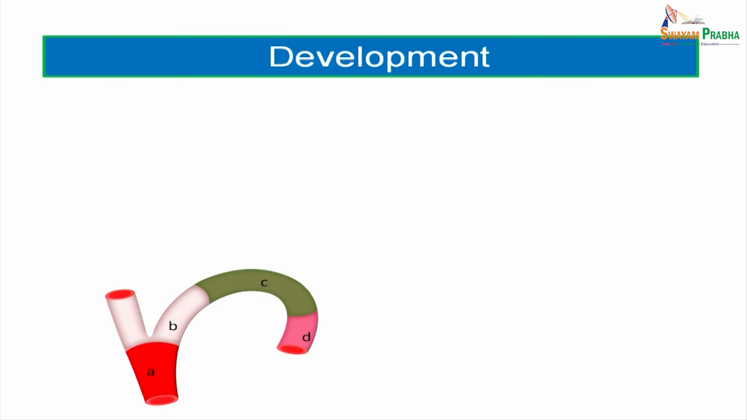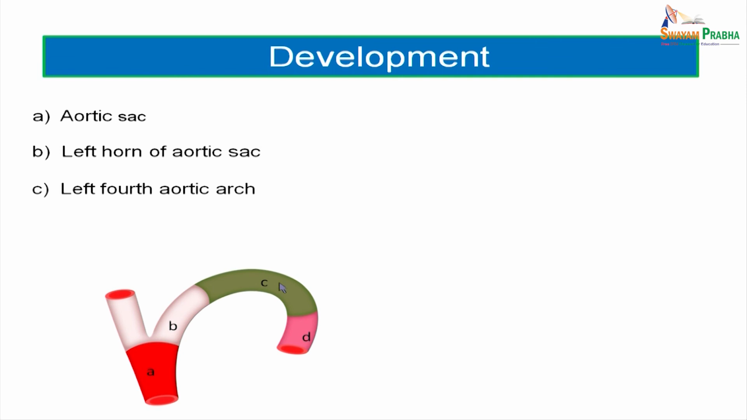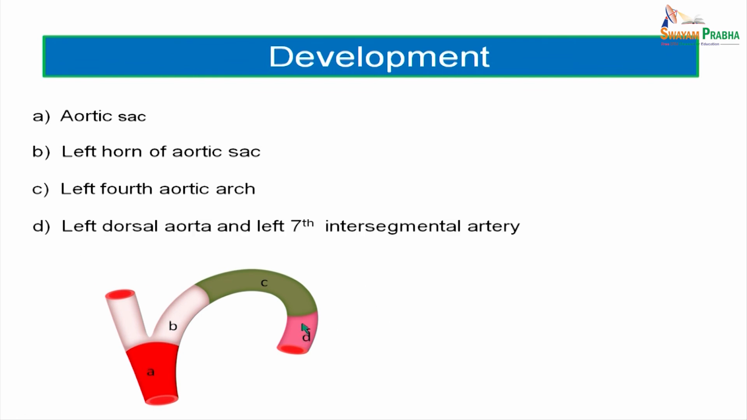Moving on to the development of the arch of aorta, it develops from four sources. The first segment is the aortic sac, which is the distal part of the truncus arteriosus. The next segment includes the left horn of the aortic sac. The green segment shows the left fourth aortic arch. So, the fourth pharyngeal arch contributes to the connection between the dorsal aorta and the left horn of the aortic sac. And the last segment is the dorsal aorta itself on the left side and the 7th intersegmental artery. All these four units contribute to the complete formation of the arch of aorta.